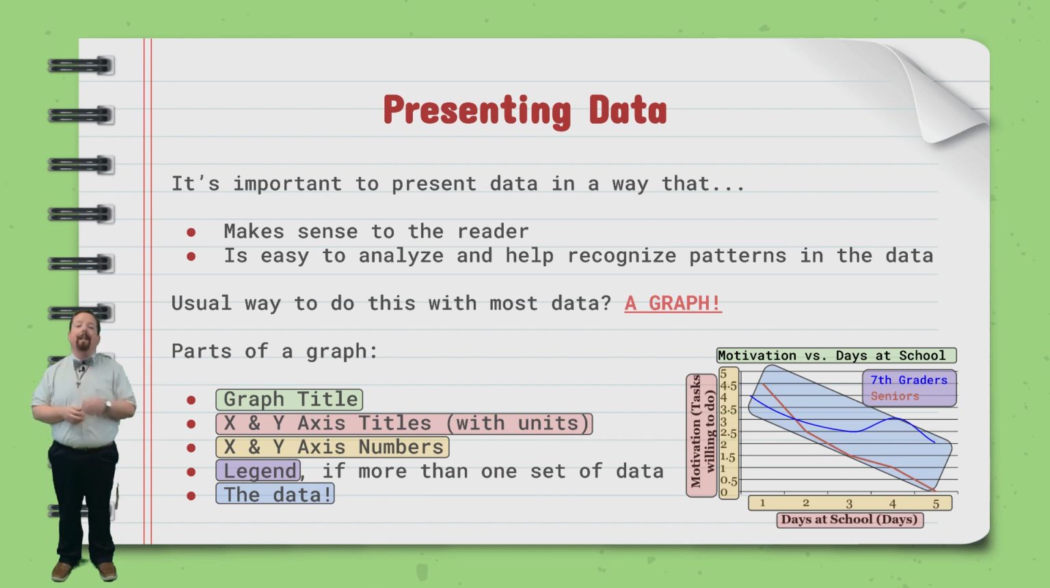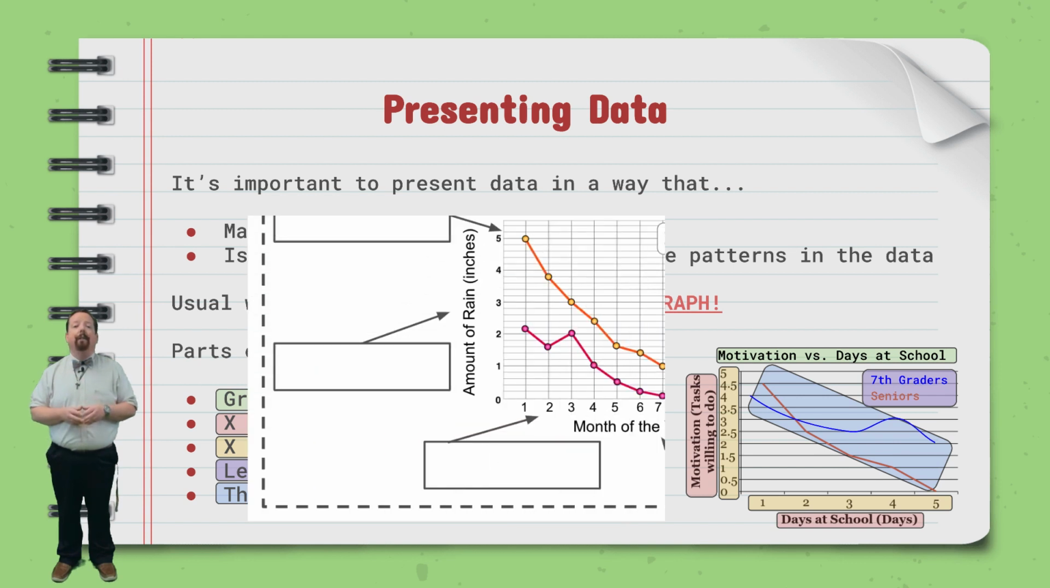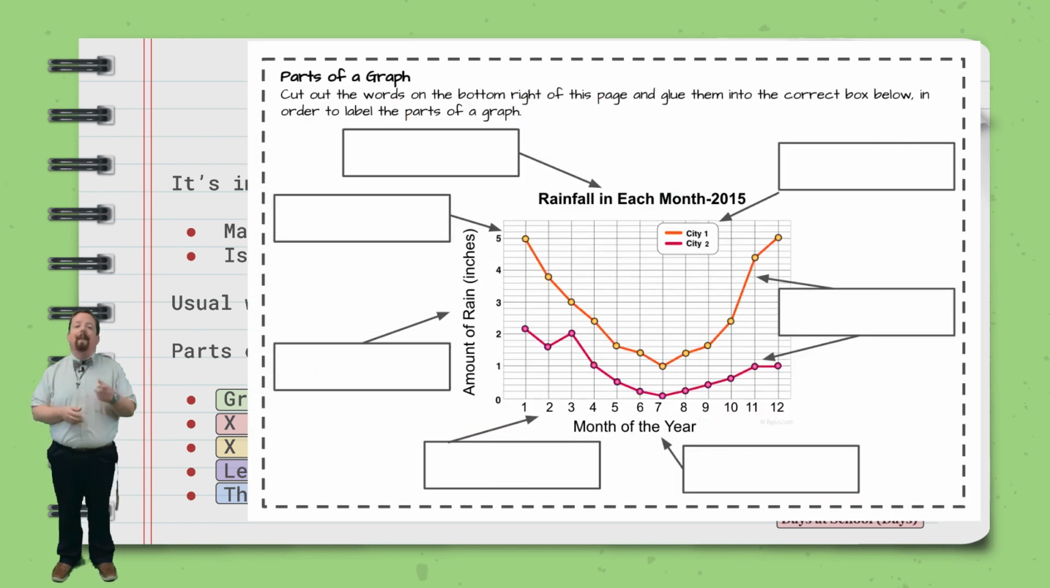And of course, you need to include the data. The data usually starts out as individual points, but scientists usually either draw a line from point to point to show the changes, or draw one straight line that hits most of the points, called a line of best fit. Now's a great time to glue in your parts of a graph paper and fill in the blanks with the words that you have to cut out.